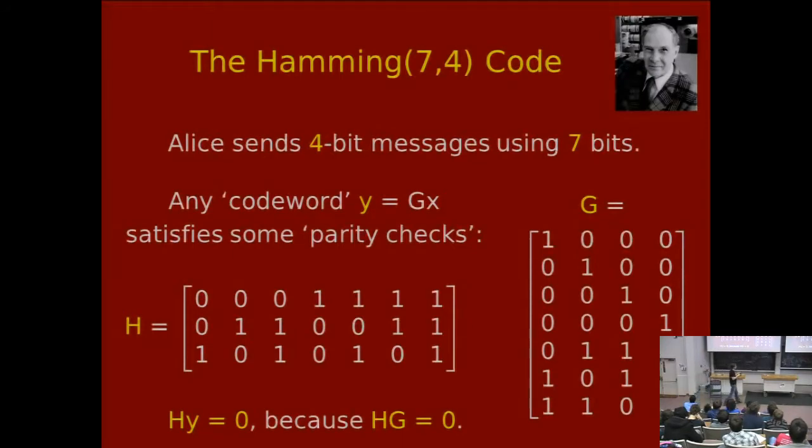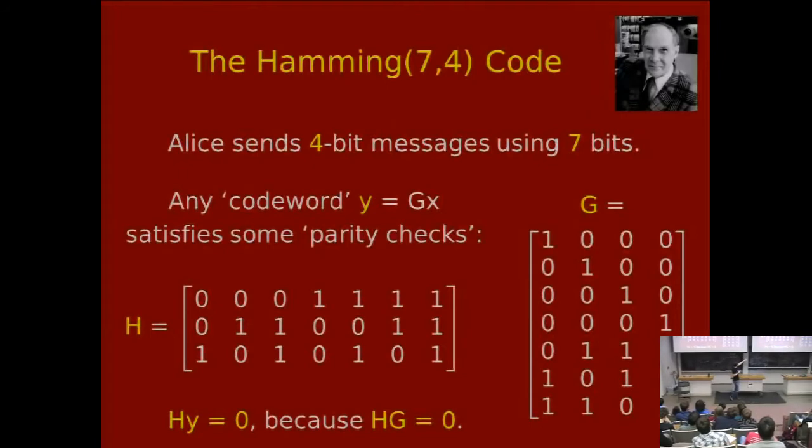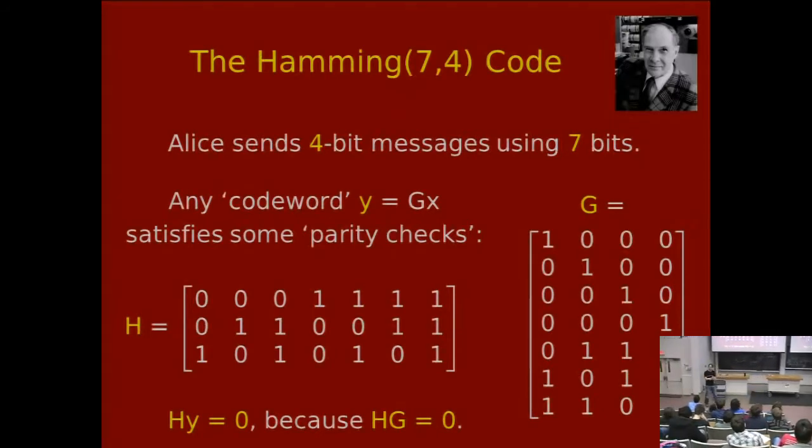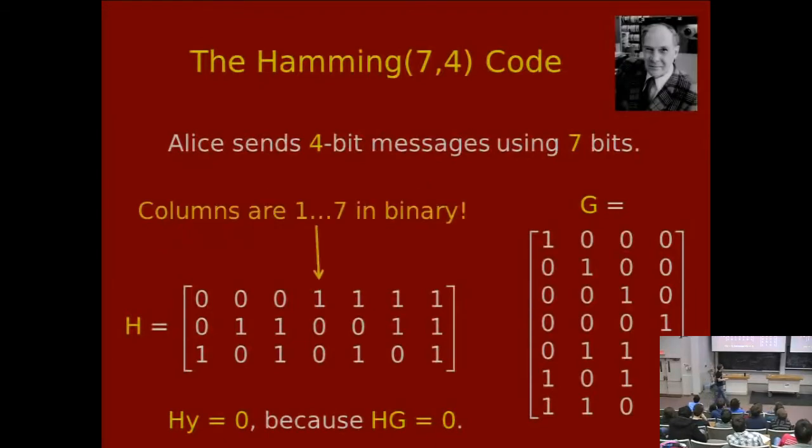So we've cooked up these matrices. Alice is going to take her message X, send G times X. And we claim that whatever she transmits, Y, has the property that H times Y is 0. Any questions about that? Now, here's another thing I want you to notice. This H is not some random matrix. It's the numbers 1 through 7 written in binary. There they are.